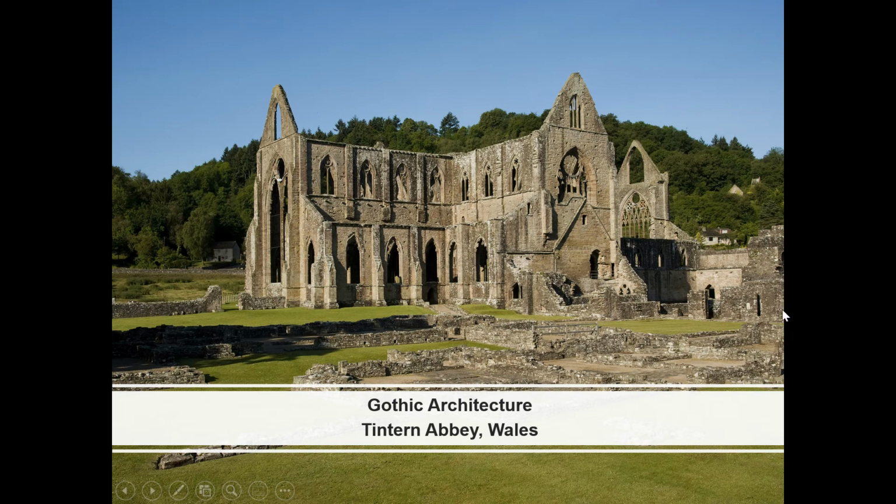This is Tintern Abbey in Wales. It's a ruined monastery. It's ruined because when King Henry VIII, the big fat guy who had 6 wives and killed 2 of them, dissolved all the monasteries and shut them down, because he had to break from the Roman Catholic Church in order to marry Anne Boleyn, his second wife.